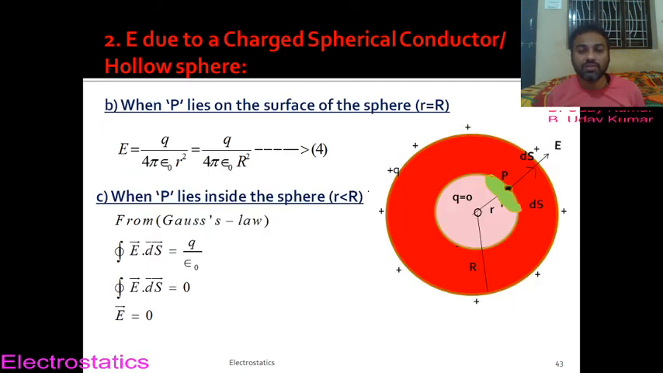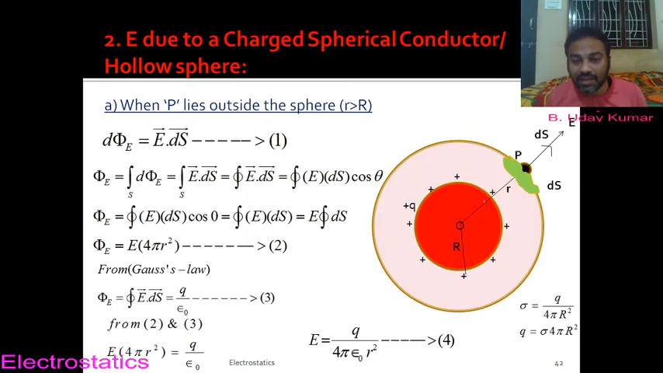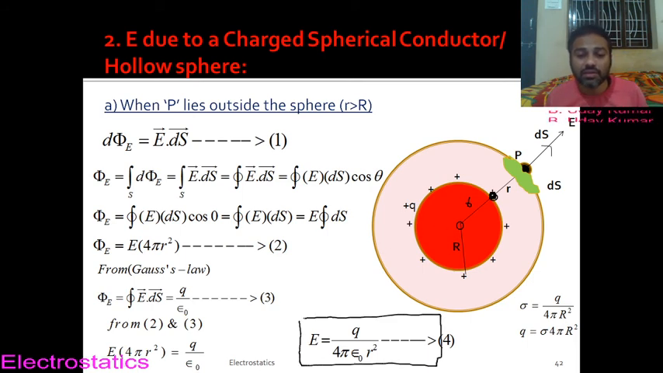Anyway, without confusing you much, when point P lies on the surface of this sphere, what happens? For example, if point P lies exactly at this point, small r becomes capital R, right? That means both spheres coincide with one another. If point P lies exactly on this sphere, this small r becomes capital R. So you just substitute capital R in place of small r, and you will get the electric field intensity at a point P on the surface of this sphere.